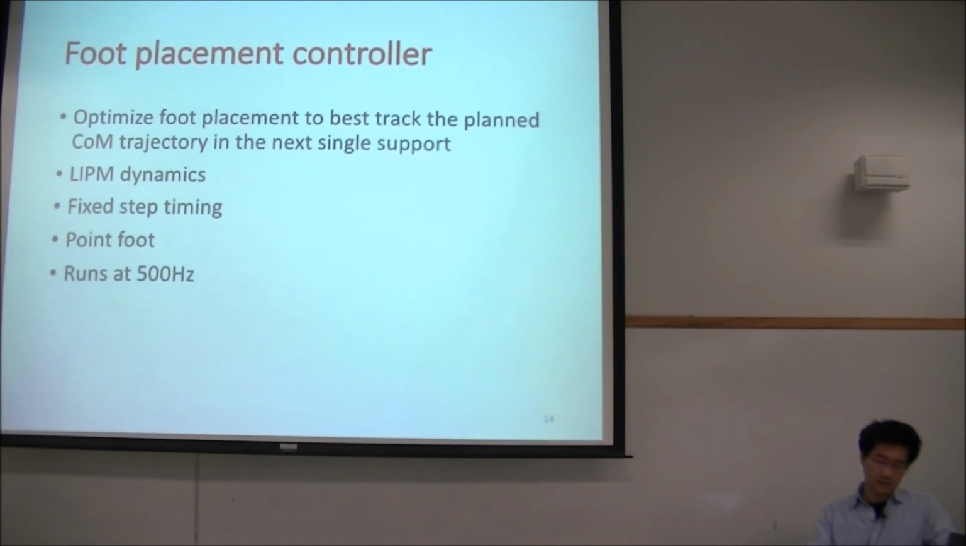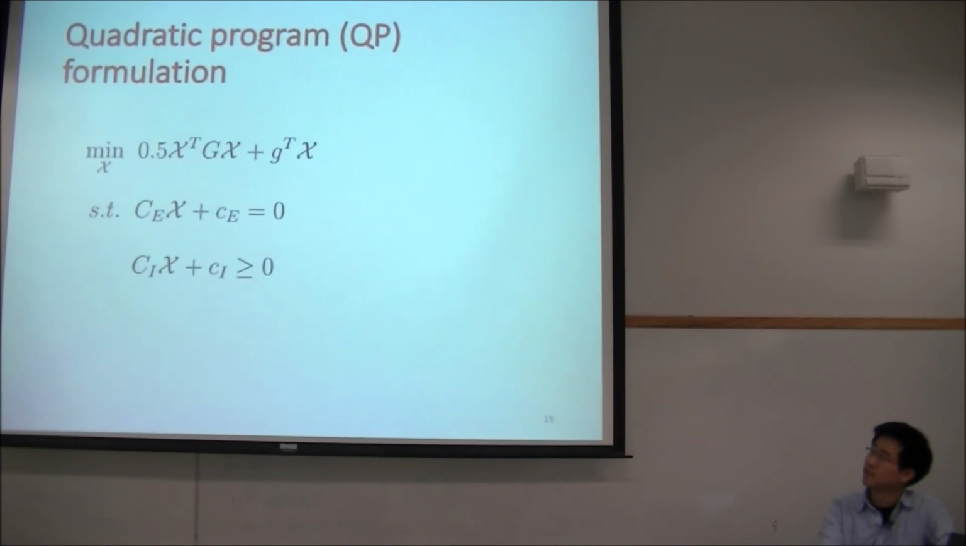So after I did everything, I can run this controller at 500 Hertz. It can probably go faster, but this is how fast the dynamics runs anyway, so it doesn't buy me much if I run it at a faster rate at this point.